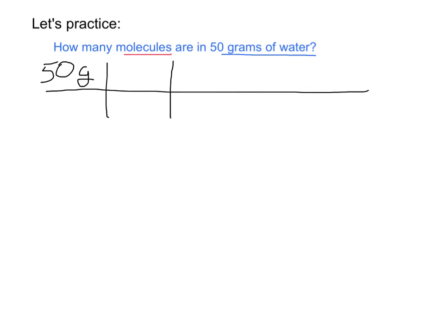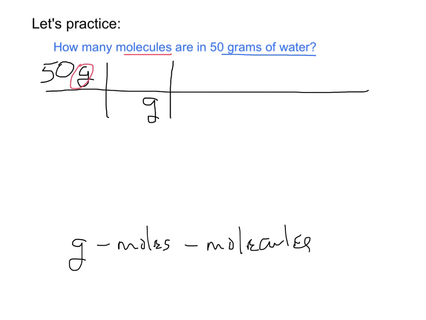Now the second thing I need to do is take the unit of this first number and put it in the bottom of the second box. Now I want to put in this top box the units I want to go to. Now remember, we go from grams to moles, and then to molecules when we have to figure out how many molecules. So I have to go from grams to moles first.